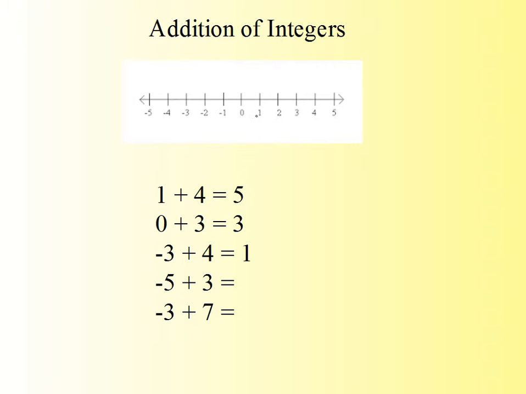So here in our second example, we're starting on the 0. We're moving 3 times to the right. 1, 2, 3. So definitely we're going to end up on 3. And so 0 plus 3 is 3.